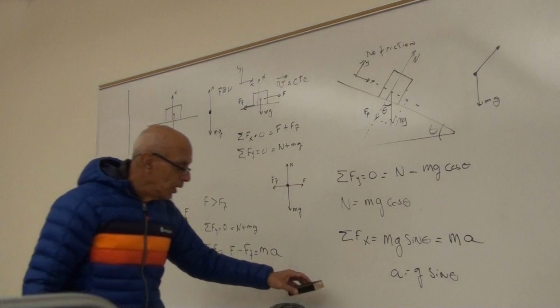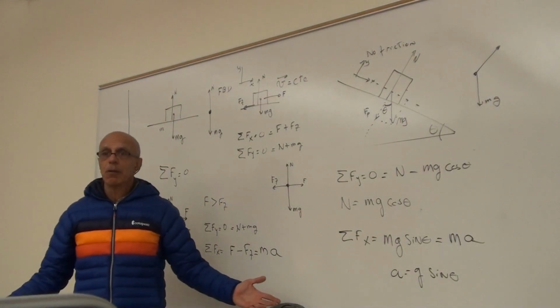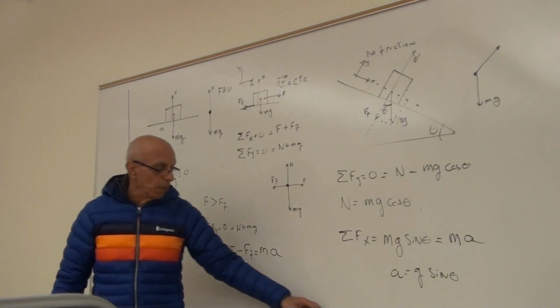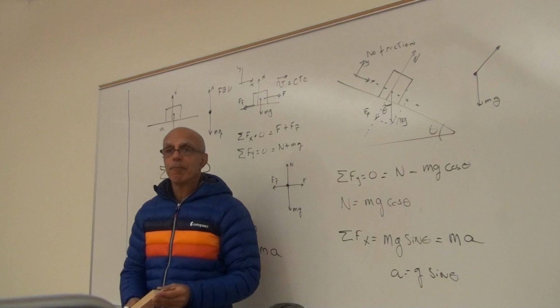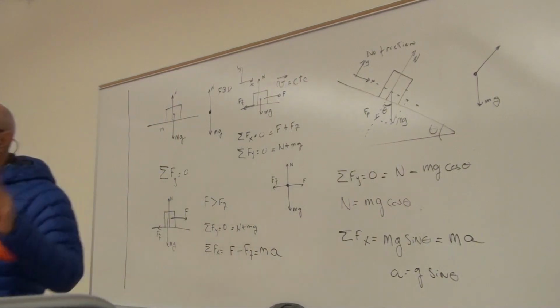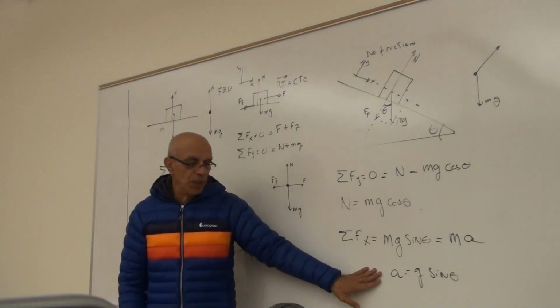So I have a block, and this here is the incline. I put the block here. Where's the acceleration? 0. If I put the block on an incline, it's going to accelerate, if there is no friction. So this is the equation.